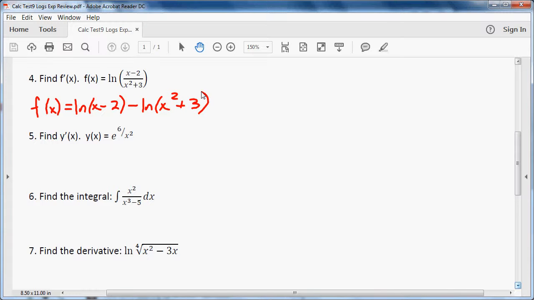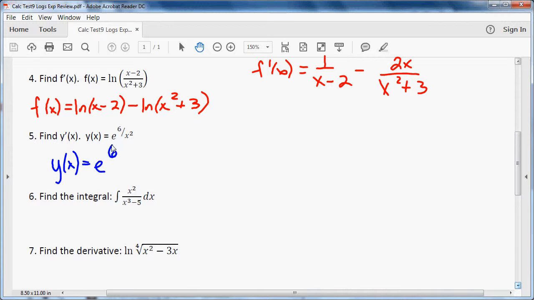On number 5, we're told to take the derivative of an e function, of an exponential. I'm going to start just by rewriting that as e raised to 6x to the negative 2. The derivative of an exponential is itself times the derivative of the exponent, which would be negative 12x to the negative 3. So we've got to multiply negative 2 times 6 and then subtract 1 from the exponent.